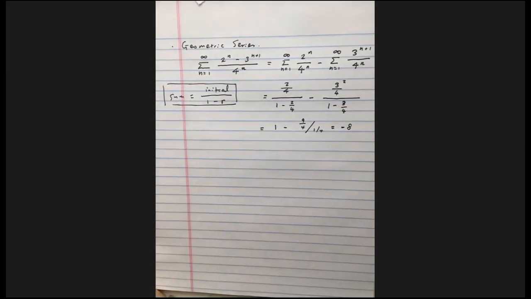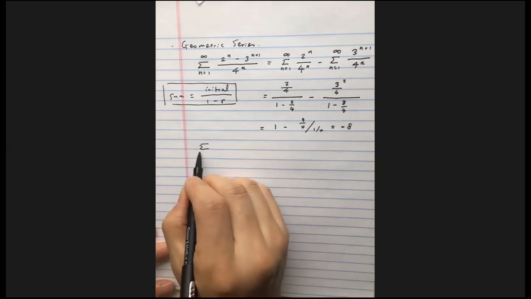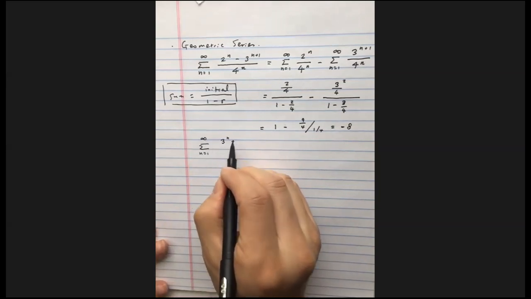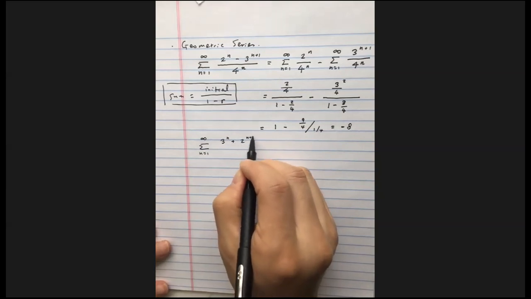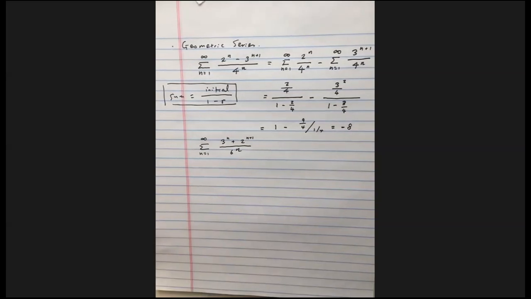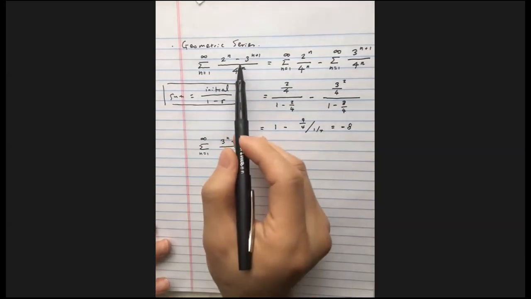And the next question is a different question. Let me write down a similar question: the sum from n equals 1 to infinity of (3 to the n plus 2 to the n plus 1) over maybe 6 to the n. And you can see that this is very easy to see, very similar to this case.